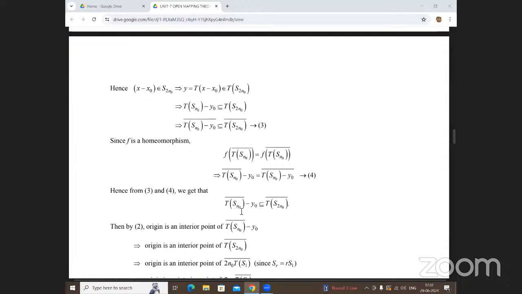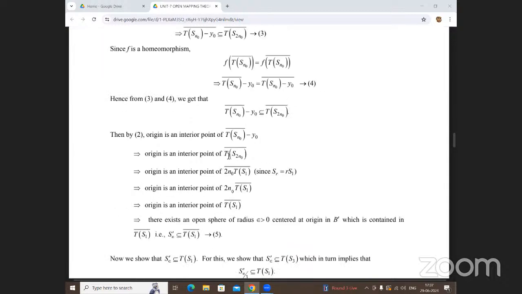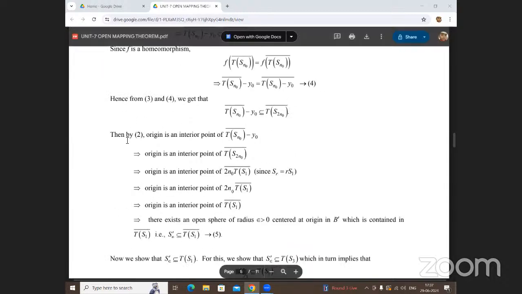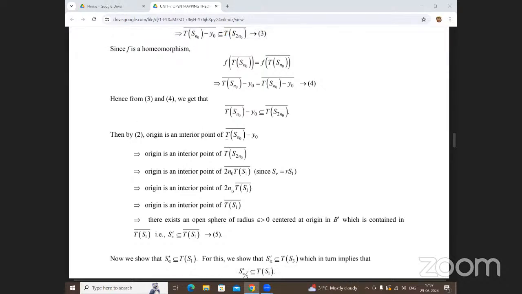From the third and fourth equation, we get closure of T(S_n0 − y0) is contained in or equal to closure of T(S_n0). So closure of T(S_n), because of the second equation through the origin, it is an interior point. Putting the center at the origin, the origin is also an interior point. So the origin point also belongs to the closure of T(S_n0 − y0), and in the same manner, to closure of T(S_2n0).